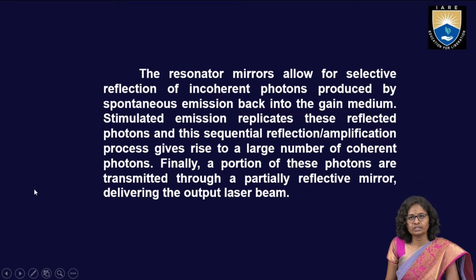The resonator mirrors allow for selective reflection of incoherent photons produced by spontaneous emission back into the gain medium. Stimulated emission replicates these reflected photons, and the sequential reflection or amplification process gives rise to a large number of coherent photons. Finally, a portion of these photons are transmitted through a partially reflecting mirror, delivering the output laser beam.